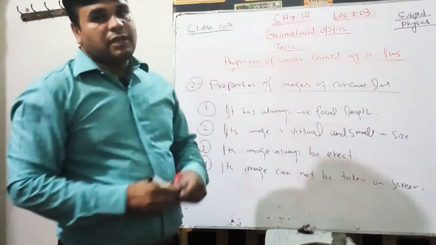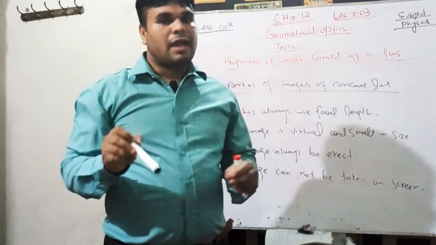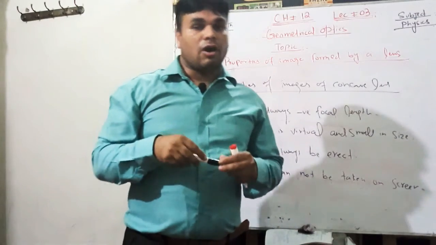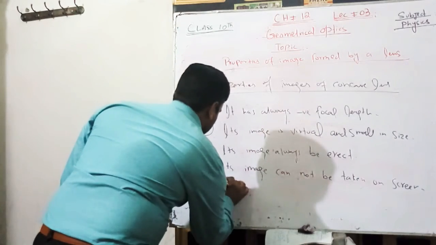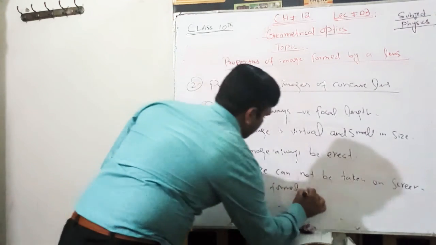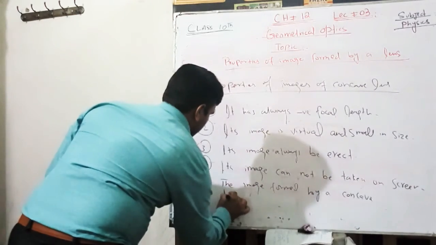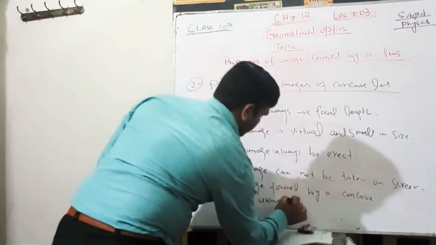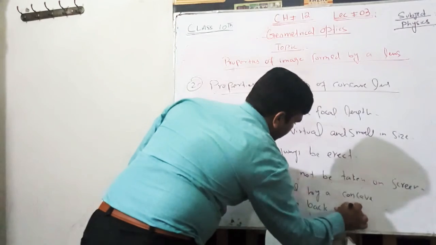The last one is that the image formed by a concave lens is always behind the lens, in back of the lens.